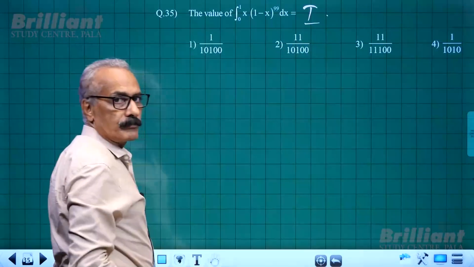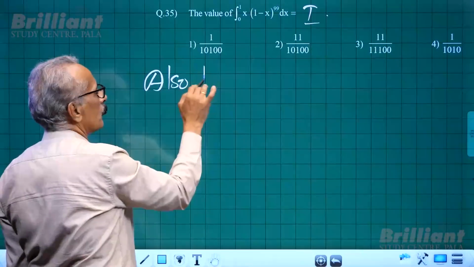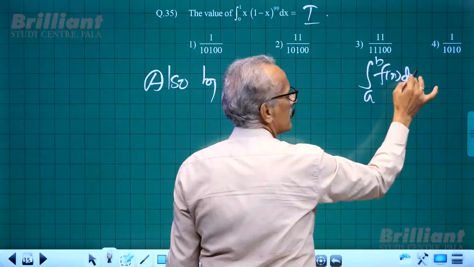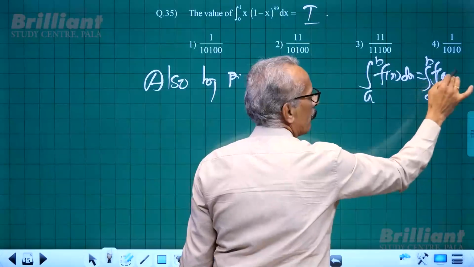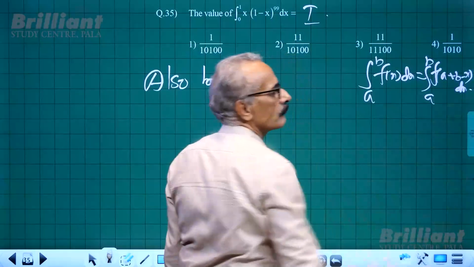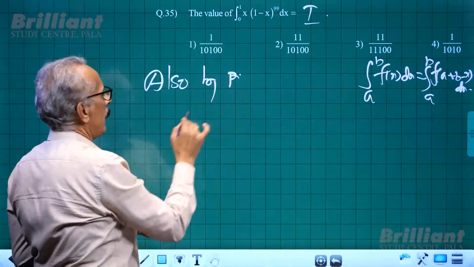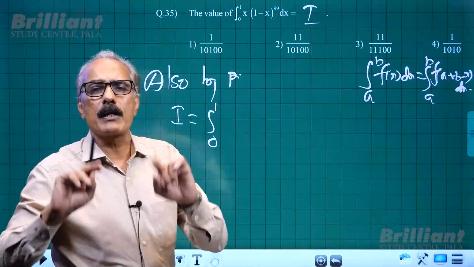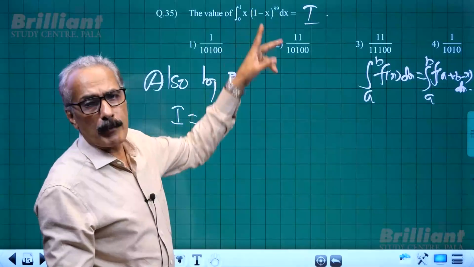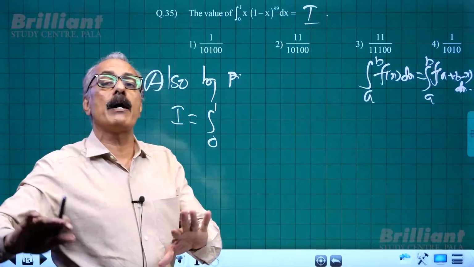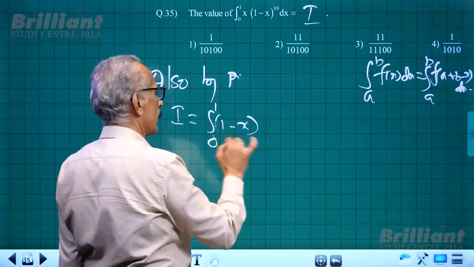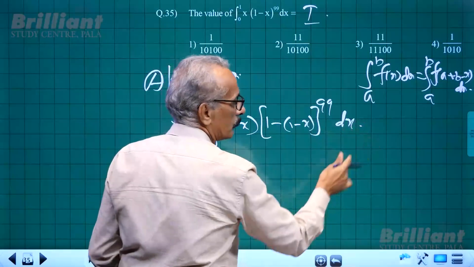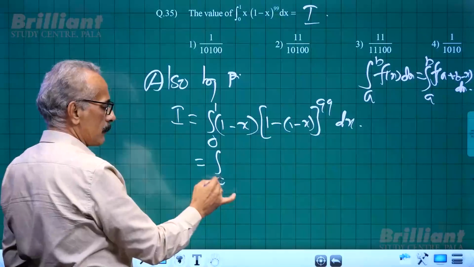We take this integral as I. Then also by property. Which property? Integral a to b f of x dx is equal to integral a to b f of a plus b minus x dx. That's the property. So, I also by property is integral 0 to 1. Replace your x by lower limit plus upper limit minus x. Lower limit is 0, upper limit is 1. 0 plus 1 minus x means replace x by 1 minus x. So, this is 1 minus x into 1 minus of 1 minus x to the power 99 dx. See, look how this integral has become so simple now.